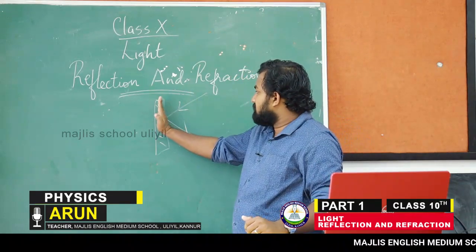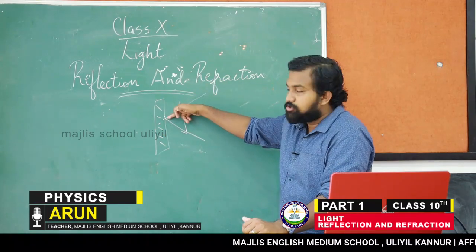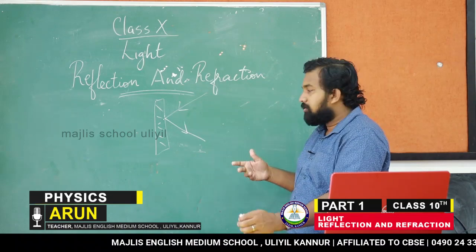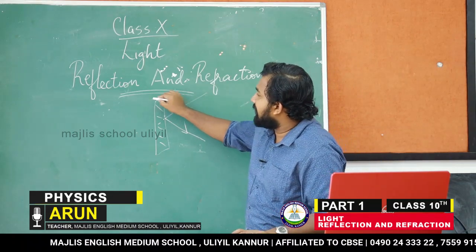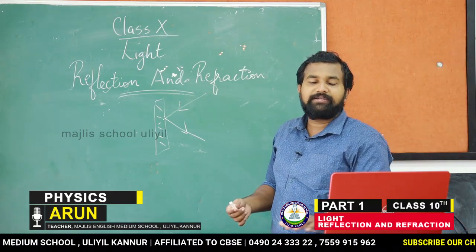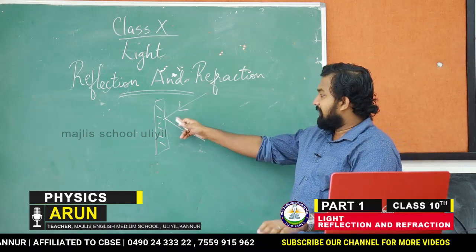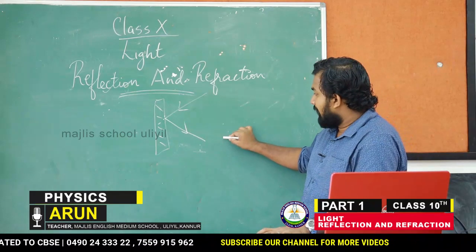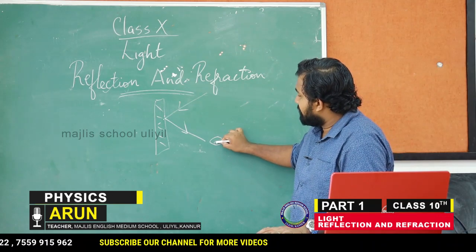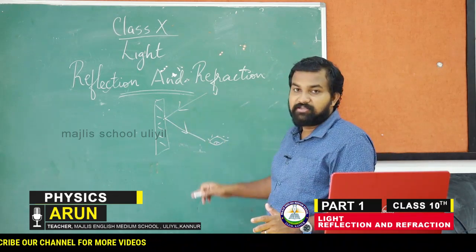So the polished surface will only, then the light ray can only come and hit on the surface and it can return back. So it bounced back. Okay, so this bouncing back of light is called reflection. The bouncing back of light is called what? Reflection. Okay, so when light reflects and enters into our eyes, we are able to see ourselves.